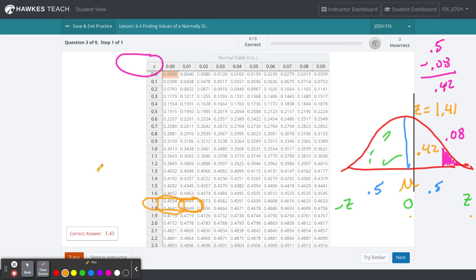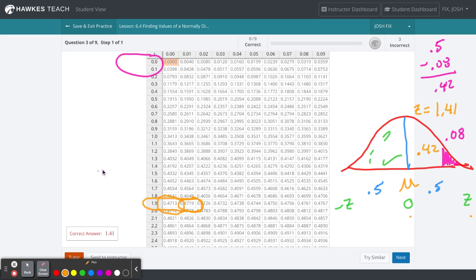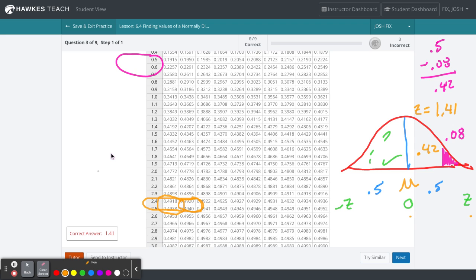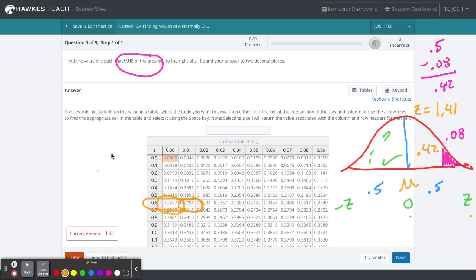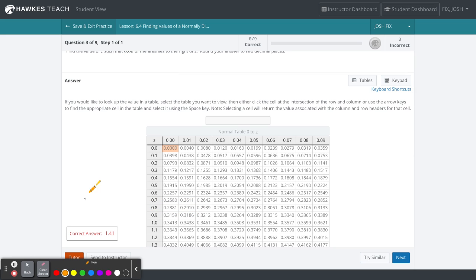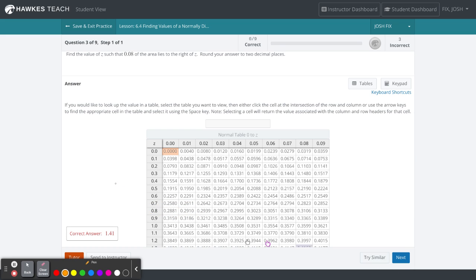All right, so let's refresh and take a look. To me, that's probably the easiest way, but what I want to show you is the symmetry of it. The question is, what would be our z-score if that was the case? And the answer is 1.41. All right, so let me clear my screen and let's take a look at this.